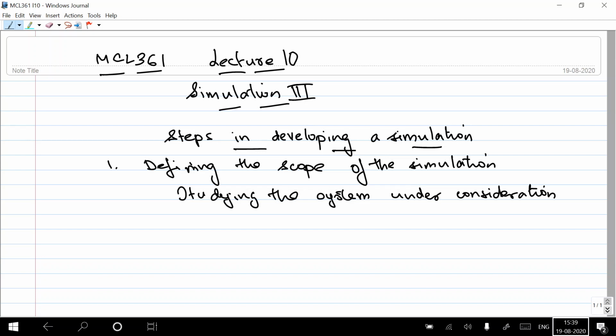So for example, if you're looking at medical care provided to outpatients, then you're not going to take into account any emergency patients or inpatients. You're only looking at outpatients. You have to define that there's a general OPD, and then there are some specialist OPDs. You have to study the rate at which patients come in to the general OPD and to the specialist OPDs. You have to characterize the service times, and on the basis of that, you develop your simulation.